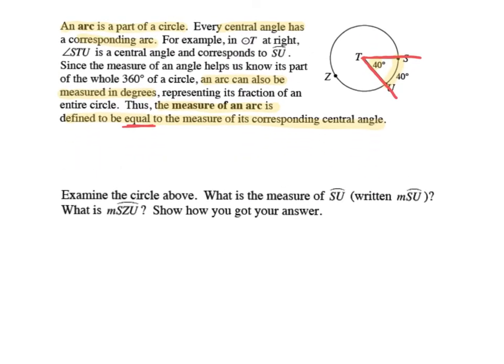Examine the circle above. What is the measure of arc SU, written as such? I know that that measure has to be 40 degrees because its corresponding central angle is 40 degrees. If I want the measure of SZU, that would be the arc starting at S going through Z on its way to U, and that would be 360 minus the 40 degrees that I know the other arc is, which would be 320 degrees.